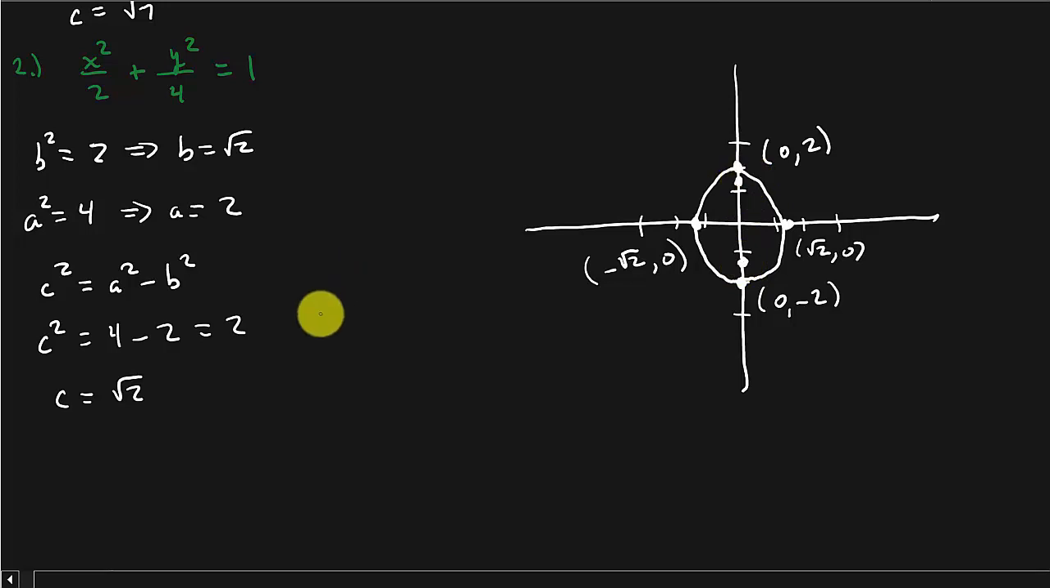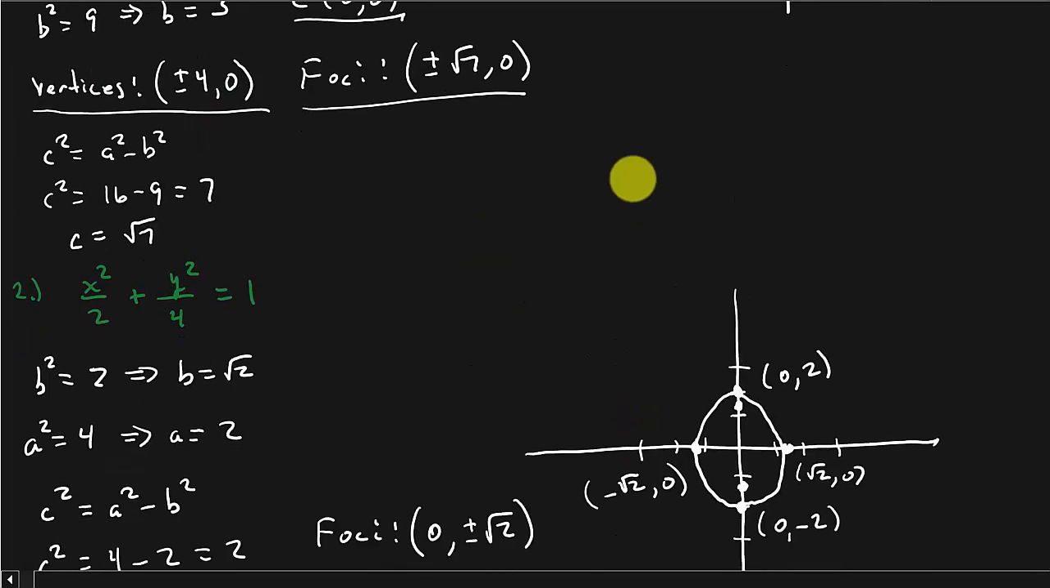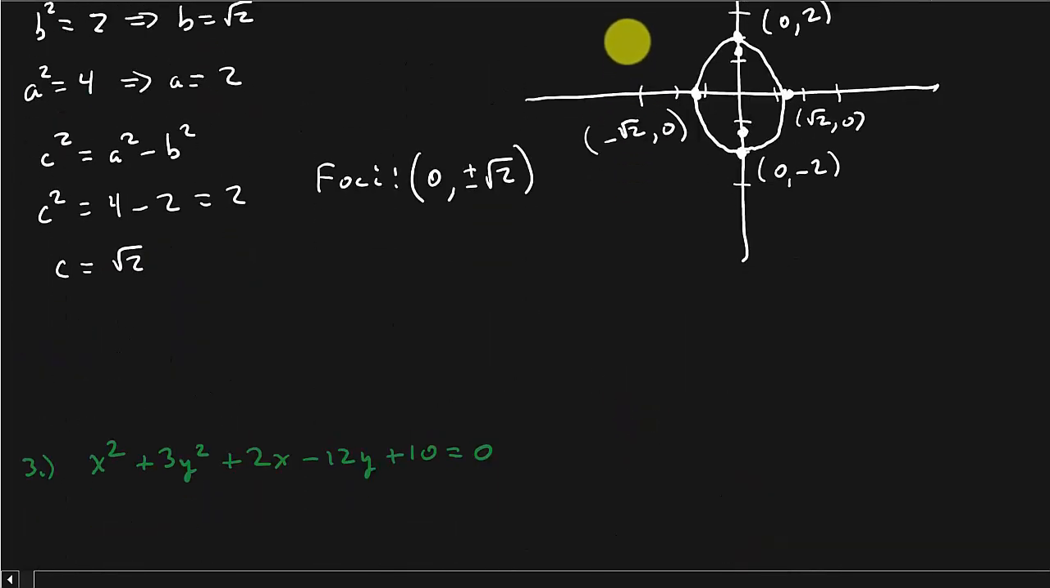And so you can see the foci, that's what? The x-coordinate's going to be 0 on both of them, and then I've got plus or minus square root of 2. Not square root of 7. Where did 7 come from? Square root of 2. I think that was in the previous problem. I guess I still had that 7 on my mind.